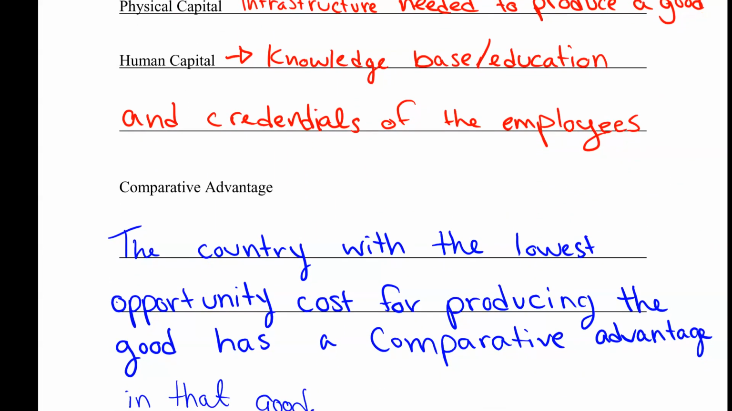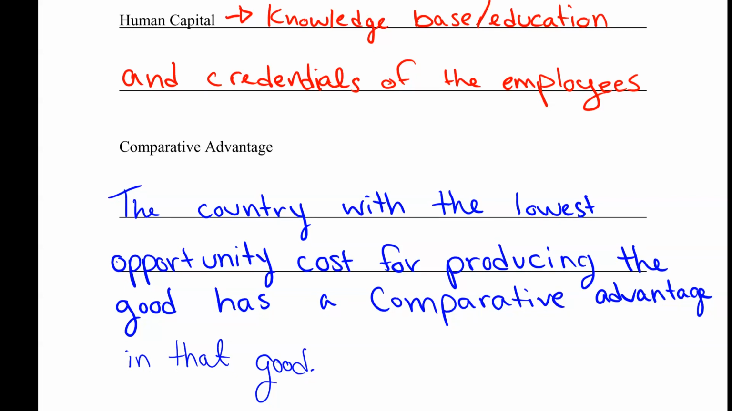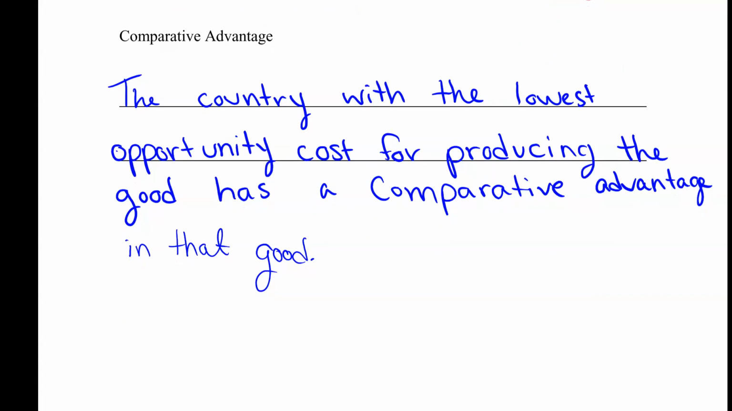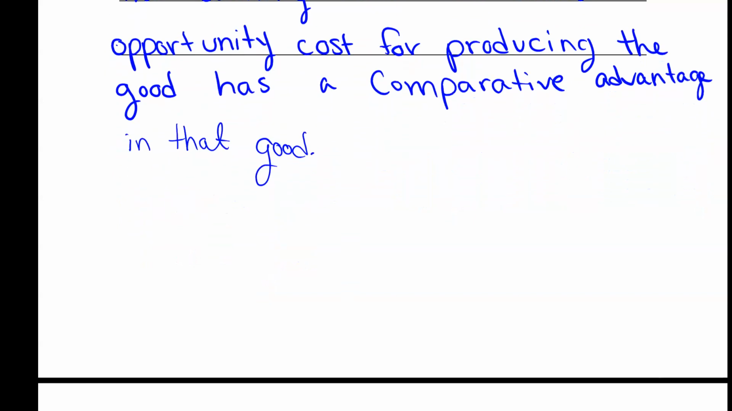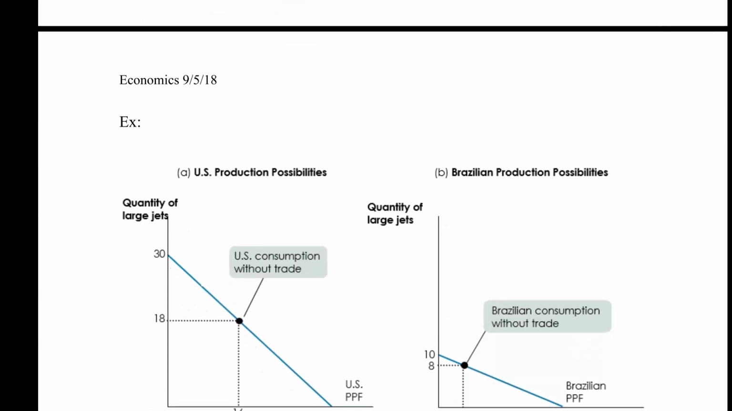So now we're going to talk about the PPF between two countries. The country with the lowest opportunity cost for producing a good has a comparative advantage in that good. And when you have a comparative advantage in a good, that's going to be something that you choose to specialize in. But we'll get there in just a moment.